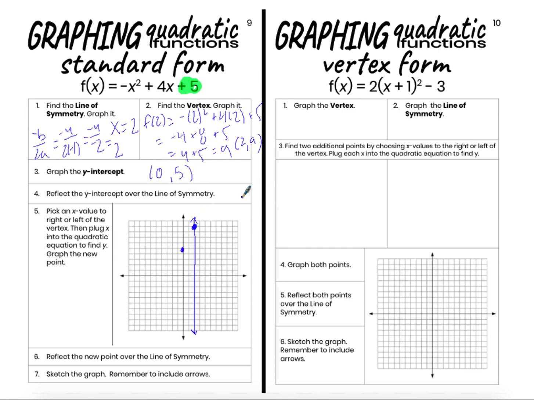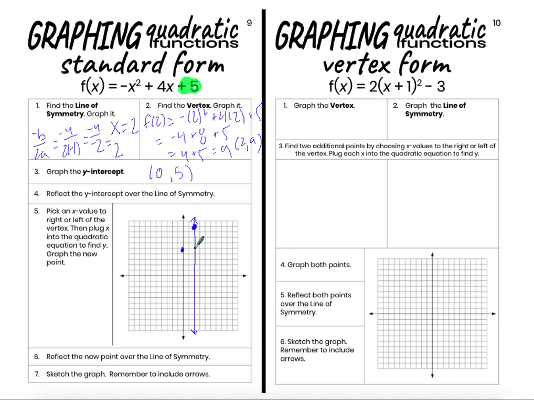Up to here, none of this is new information. So opposite of b over 2a to find the line of symmetry and the x-coordinate of the vertex, plugging in that x-coordinate to find the y value of the vertex, and then the y-intercept just from the function rule. The new information that we need for graphing the function is first we need to reflect the y-intercept.